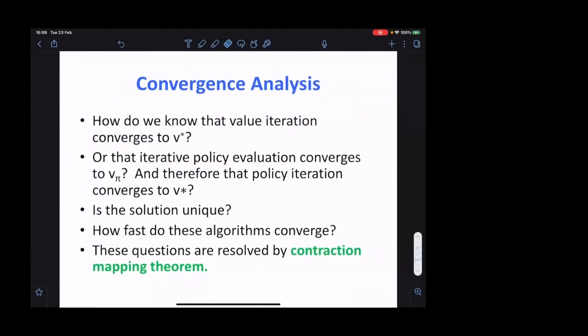One of the questions people would ask is, given value iteration and policy iteration, would they always converge to the optimal solution? Would that solution be unique? How fast would the algorithm converge? All of this can be answered by looking at the contraction mapping theorem.